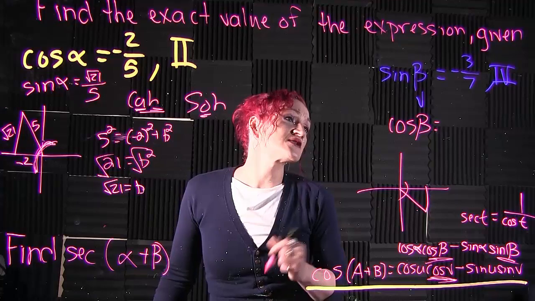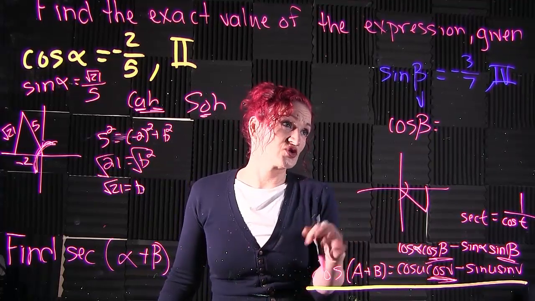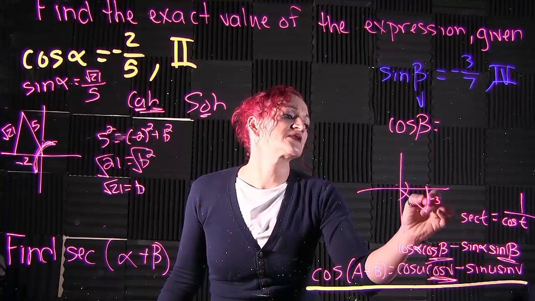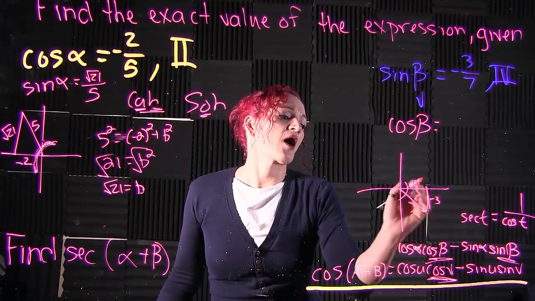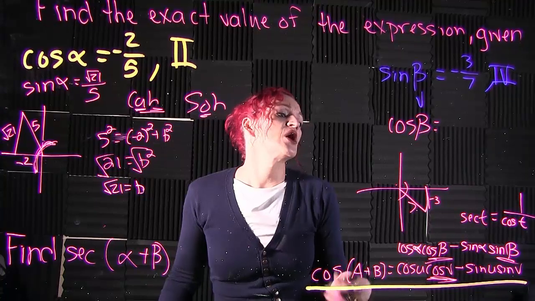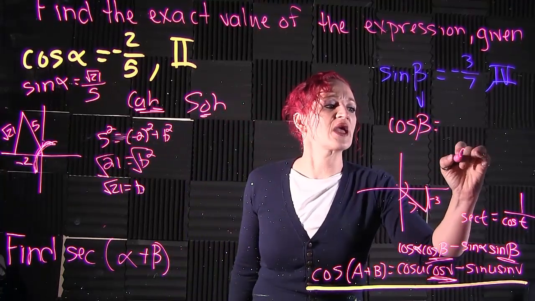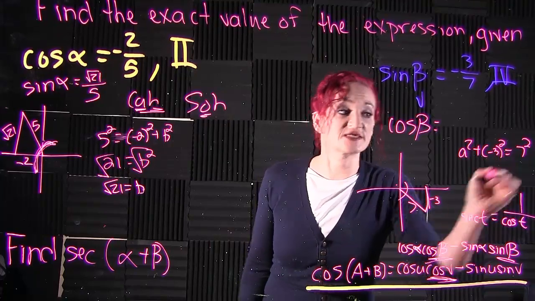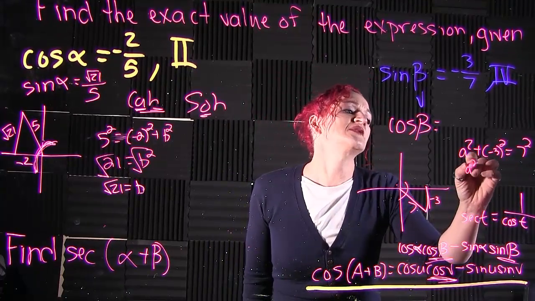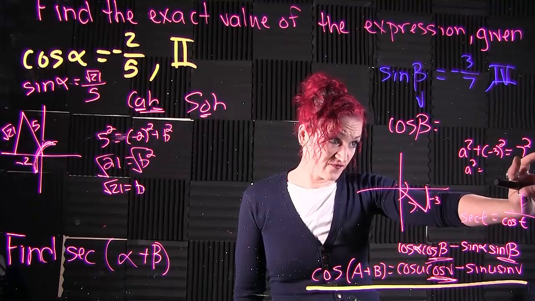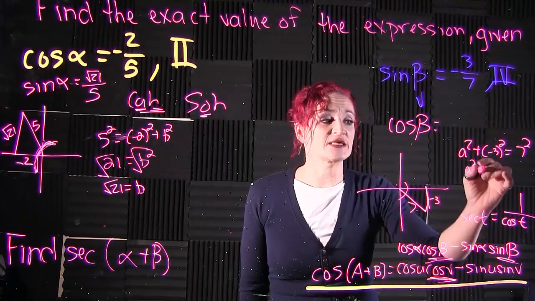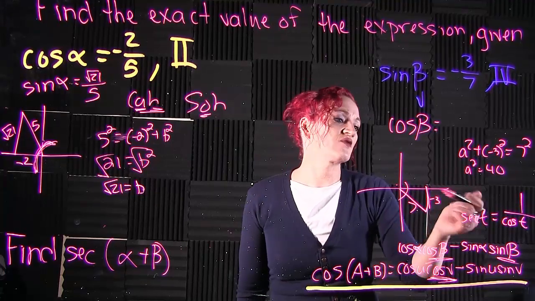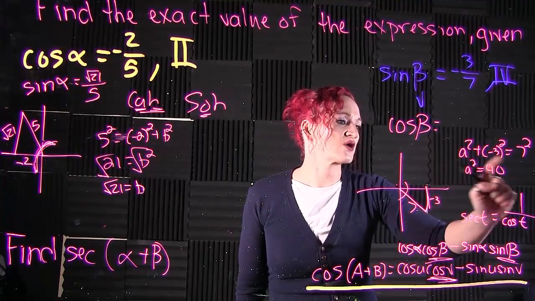Sine is opposite over hypotenuse. Since sine is negative 3/7, our opposite is going to be right here, down a negative 3. Our hypotenuse is going to be the 7. So again, the Pythagorean theorem: a squared plus b squared is equal to c squared here. That means a squared is going to equal 49 minus 9. When we take the square root of each side, we're left with a squared equal to 40.